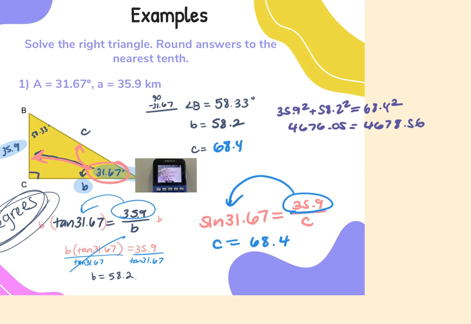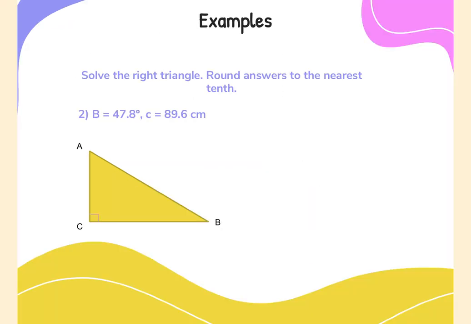How did we input the sine of 31.67? This divided by that. All right, we're going to do it again.